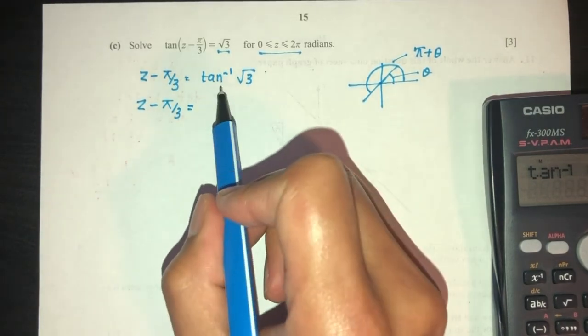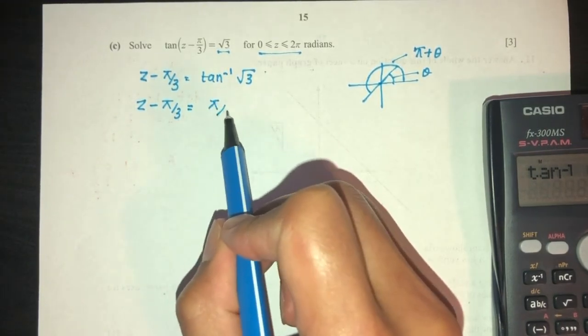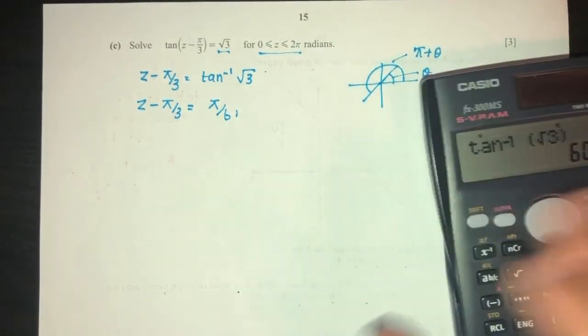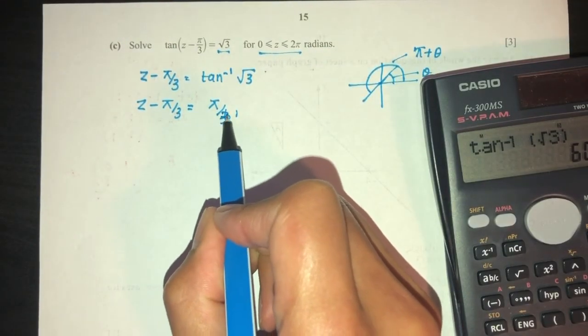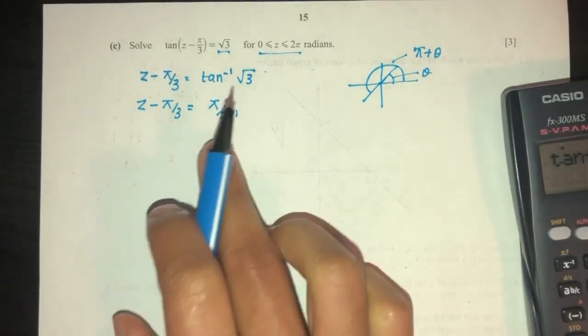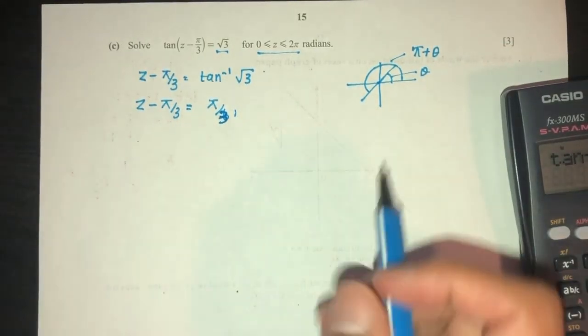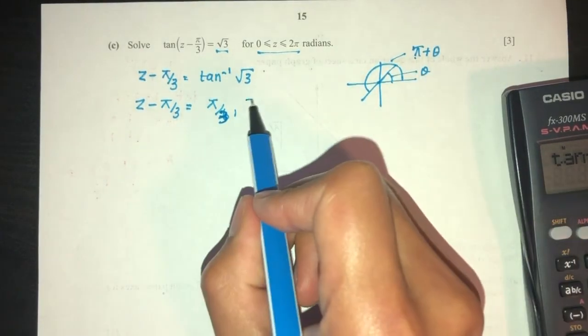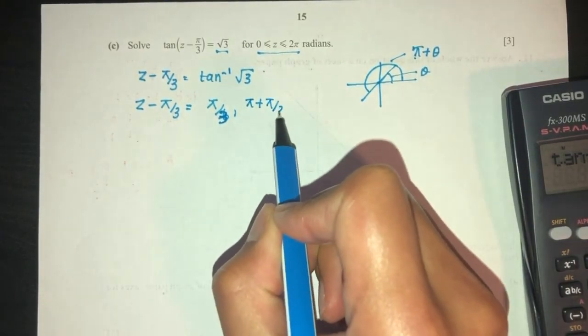That should be 60 degrees is pi by 6. No, pi by 3, my bad. Yes, pi by 3 should be the value in terms of radians. Now, this is the first value. How about the third quadrant? It will be this plus this, so this plus pi by 3.